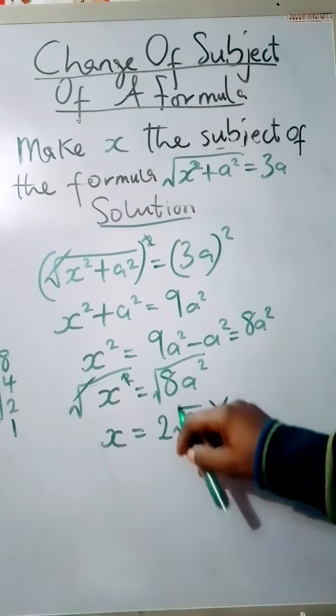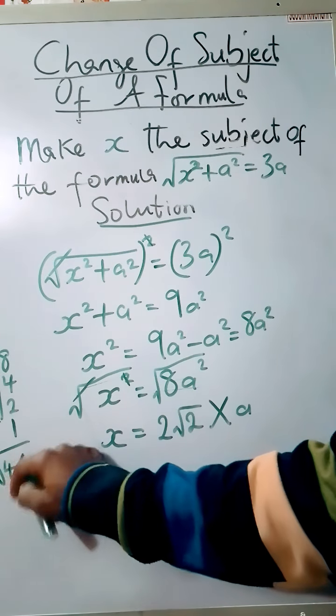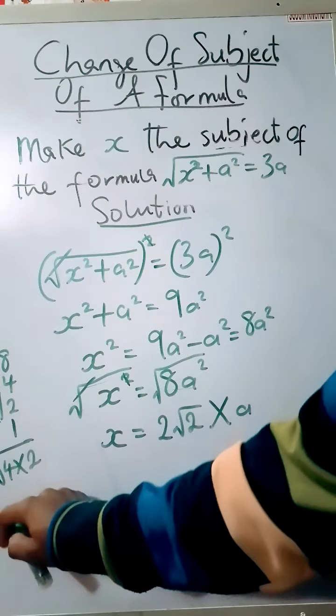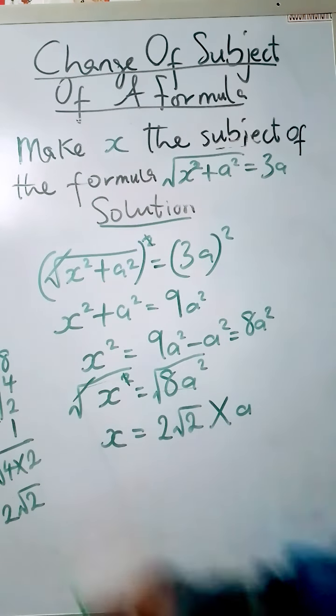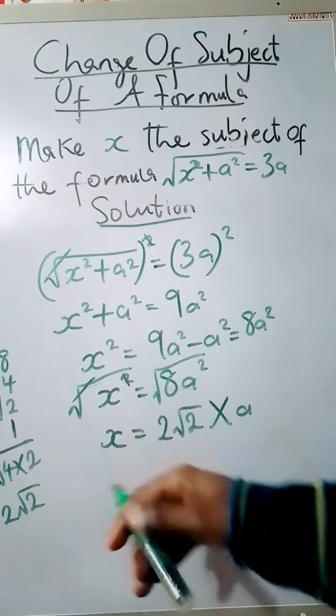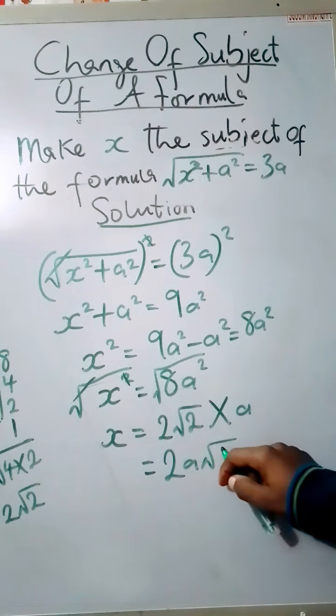Now in this case, this is what happened. You have the square root of 4 times 2. That's as the square root of 8. The square root of 4 is 2, and then the root 2. The 2 is left because its square root is 1.414 and so on. So when you multiply this, you have 2a times the square root of 2.